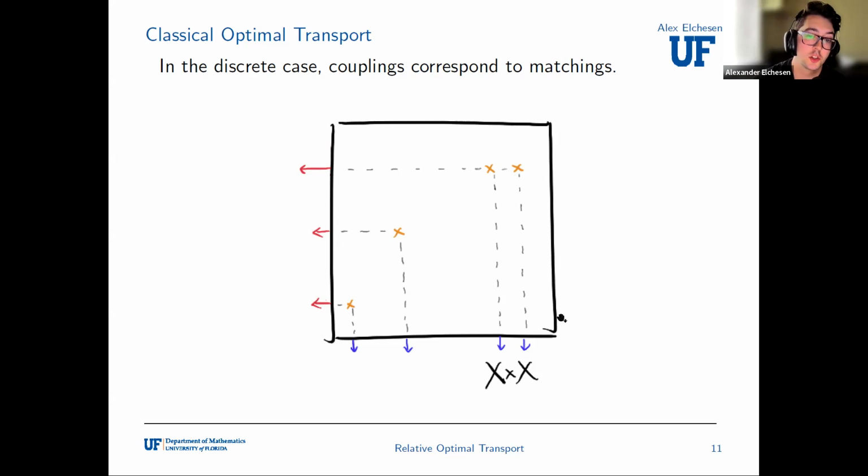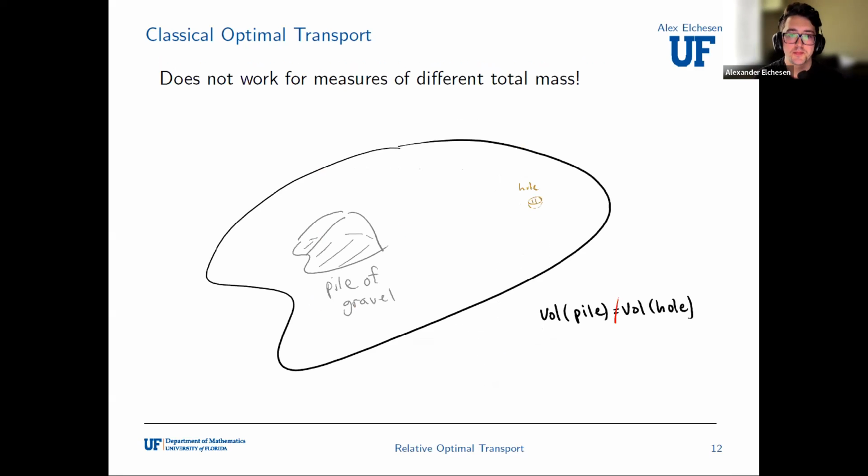And we can also split mass. For instance, if we have a Dirac delta of mass 2, we might want to match that with 2 Dirac deltas on the x-axis with mass 1, for instance. But the optimal coupling can always be chosen to be a discrete measure like this.